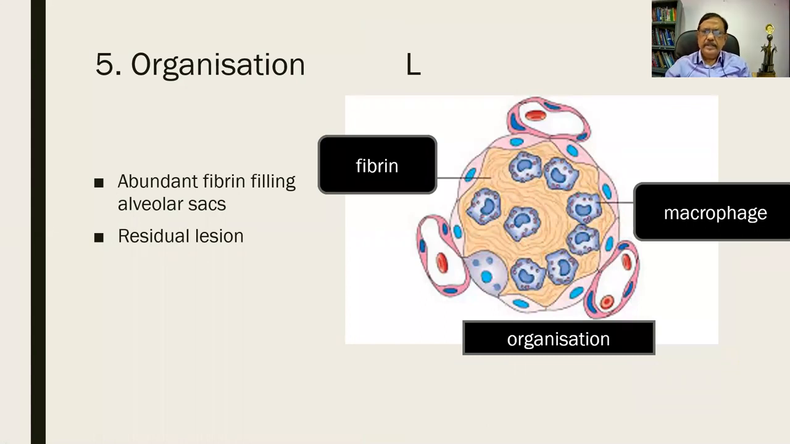As I mentioned earlier, there can be a complication. In any inflammation, there can be some amount of fibrin that is being produced. And when it is abundant, you find that it fills the alveolar sac, and that is called organization. Organization means replacement with fibrin. This can be seen in other lesions such as the thrombus also. Macrophages are there and it becomes a permanent residual lesion. It will not be cleared.